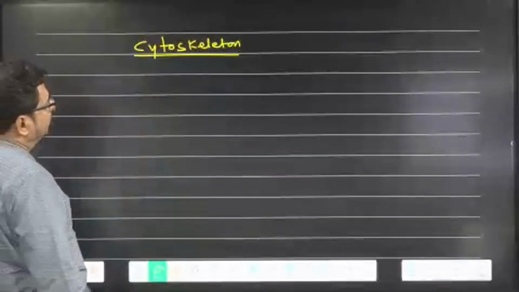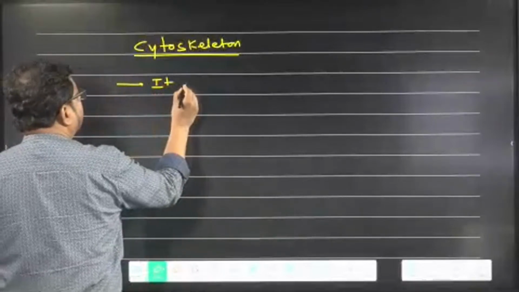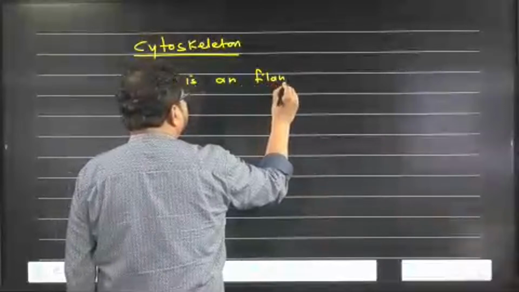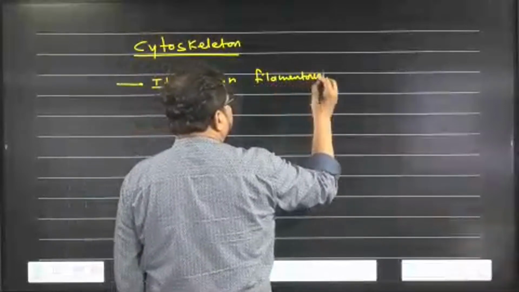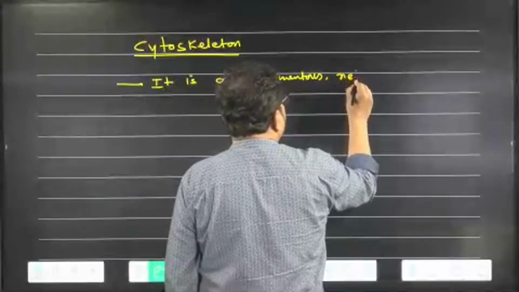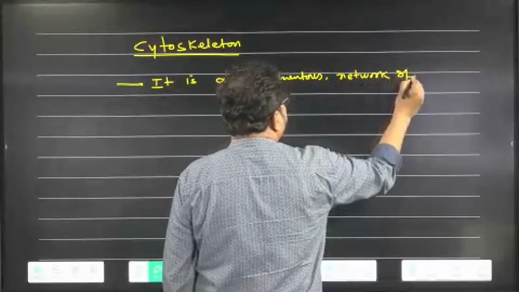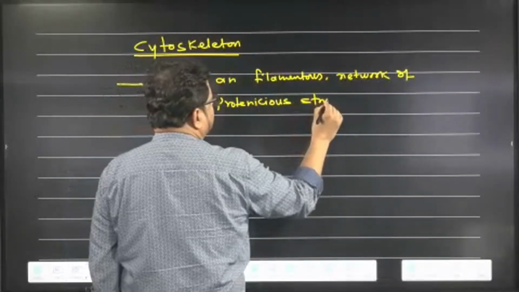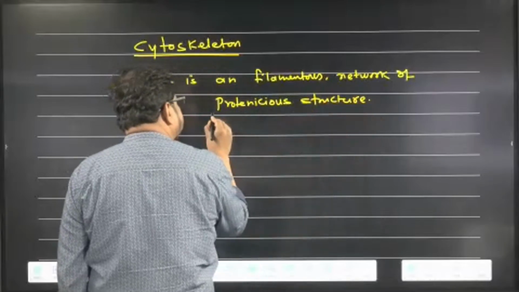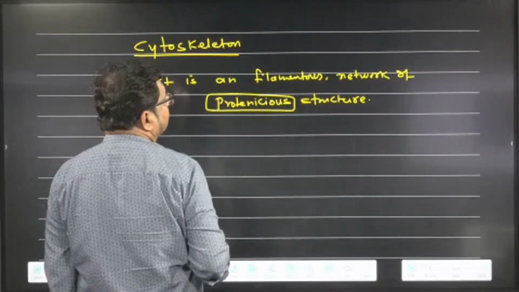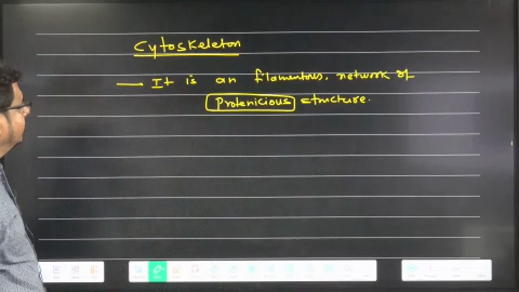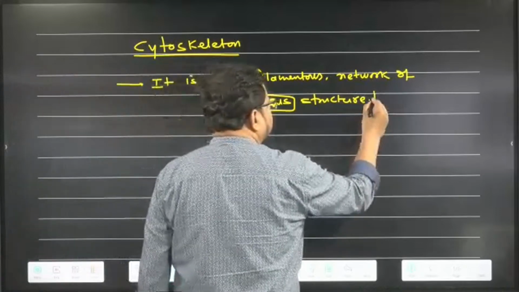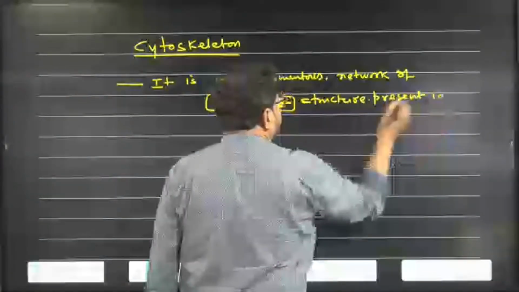Cytoskeleton. So what is cytoskeleton basically? It is a filamentous network of proteinaceous structure. One thing is clear: this cytoskeleton is made up of protein. And it is forming a network-like structure in which one? Cell. So it is a filamentous network of proteinaceous structure present inside the cell, present in the eukaryotic cell.